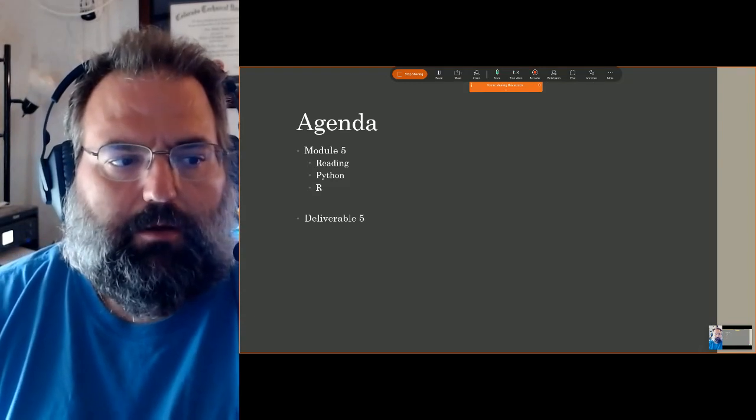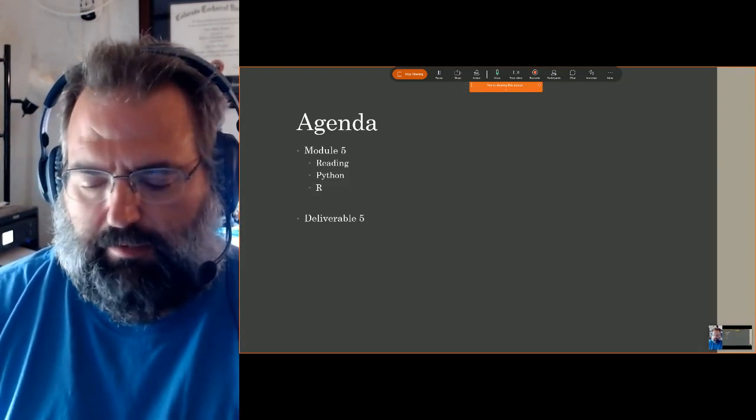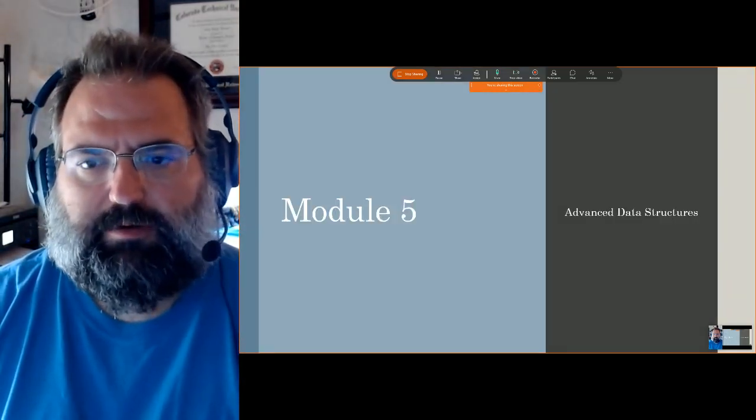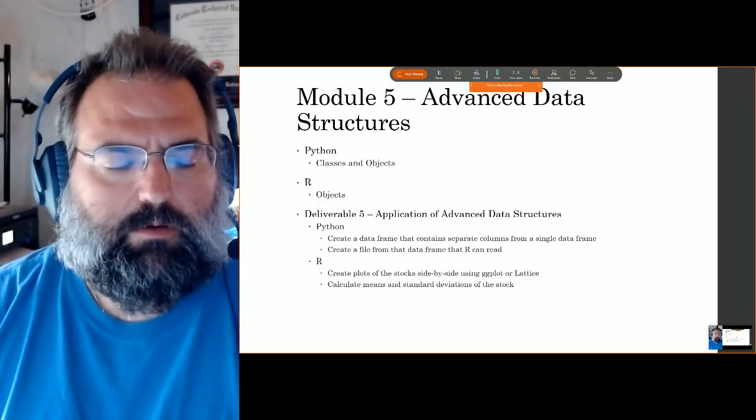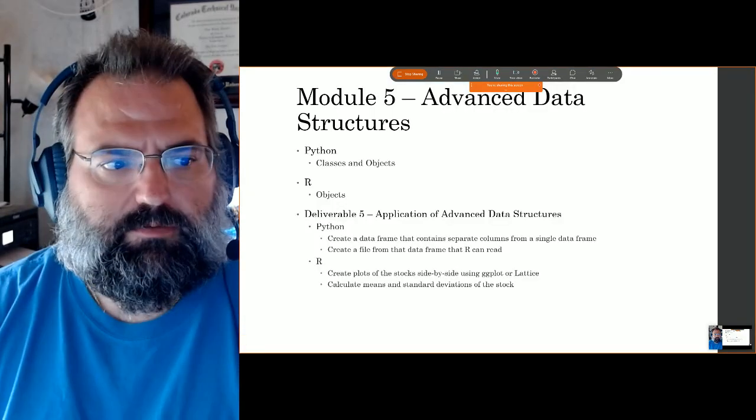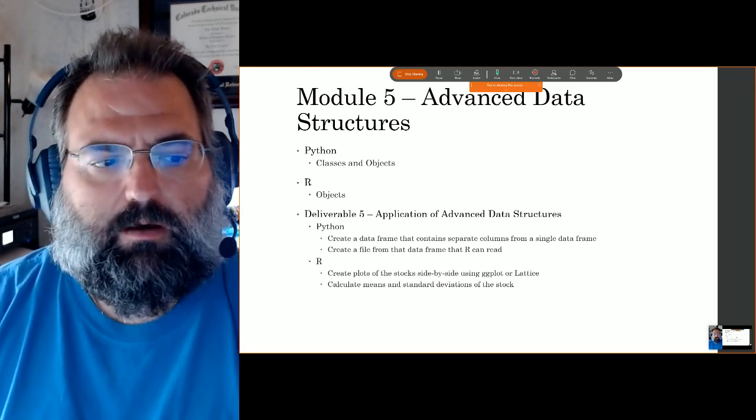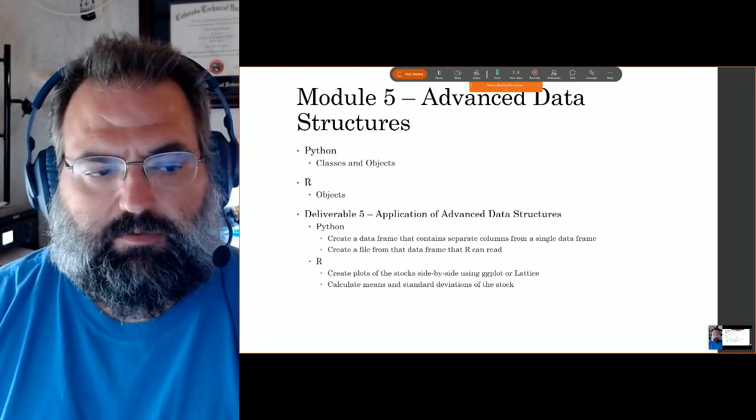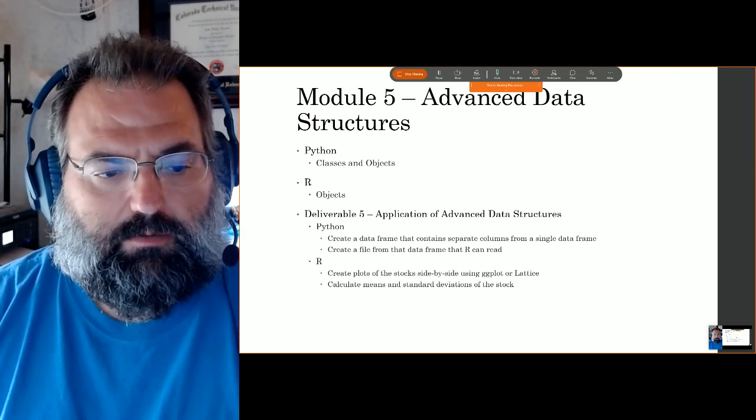Our agenda, we'll go over Module 5, we'll talk a bit about reading, Python, and R. And Module 5 does center on advanced data structures. In particular, in Python, we'll talk about classes and objects, and in R, just objects because classes are kind of tricky. Then we'll move into Deliverable 5, which is around the application of advanced data structures, and go through the details of that.